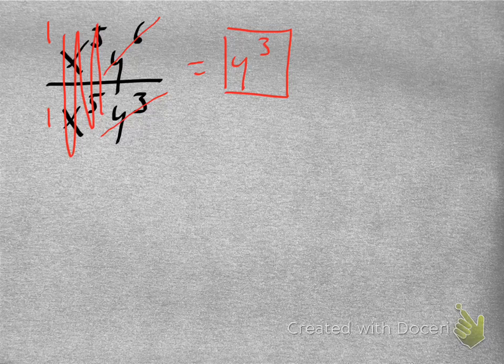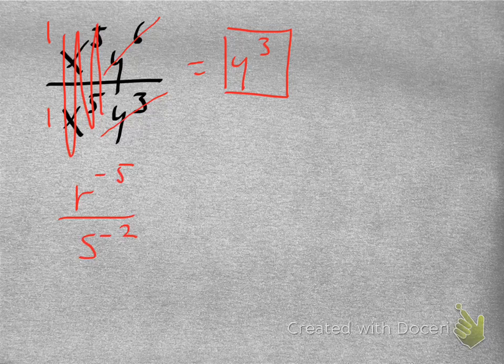Let's see, what's a really good one? I know. What if we have r to the negative 5 over s to the negative 2? Well, nothing's going to cancel there, right? Because all the r's are on the top and all the s's are on the bottom. But they both have negative exponents.